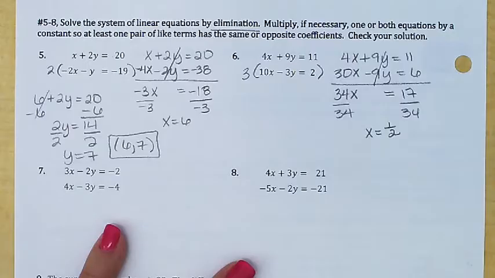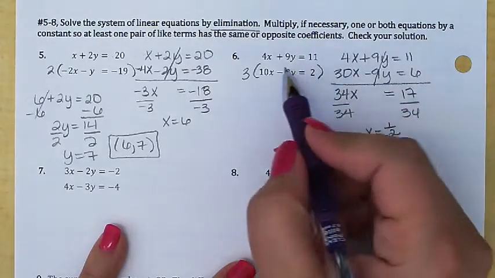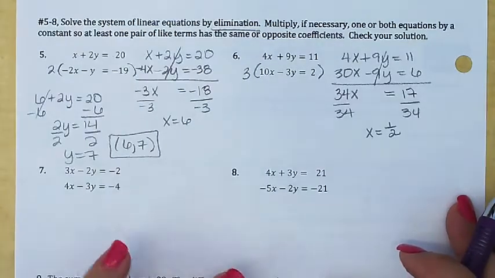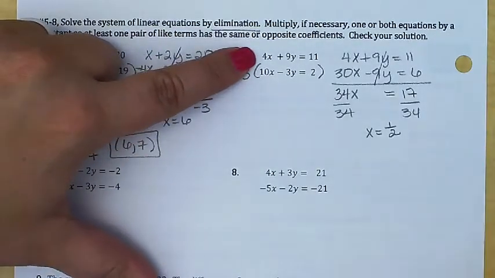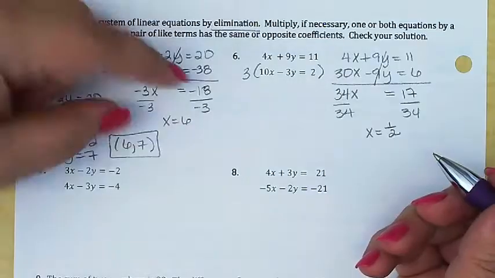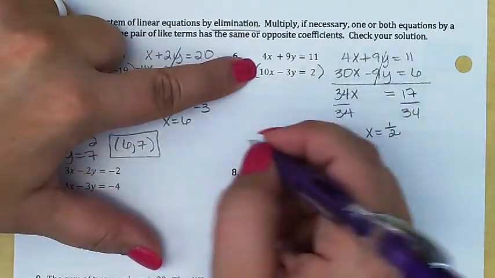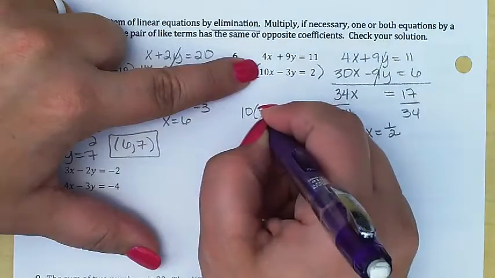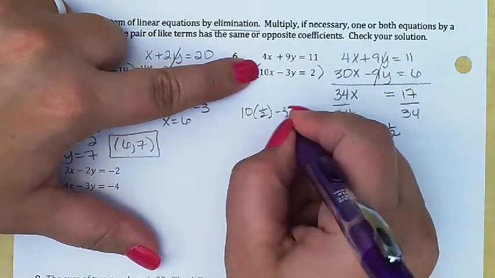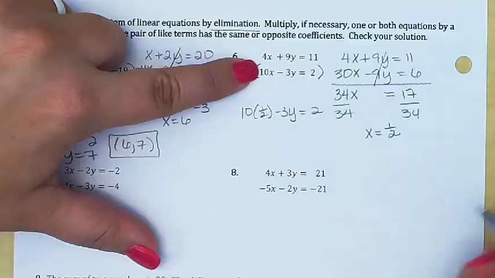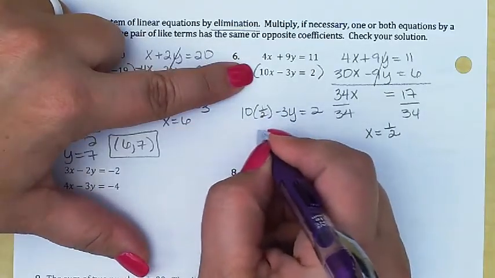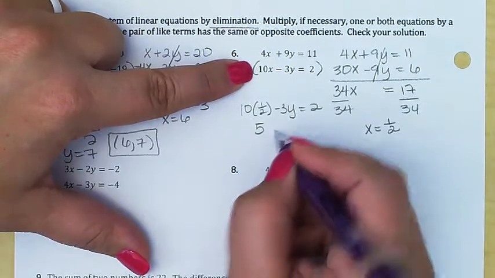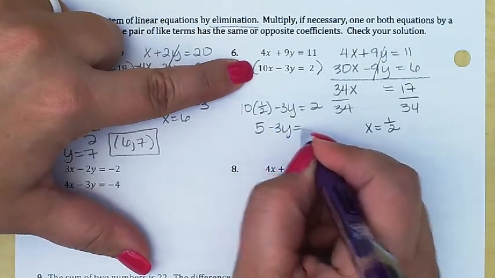Okay. Once I know that, I can plug that half back into either one of the originals. It does not matter which one. You could do the top one or the bottom one. Let's see. I guess I'll put it on the bottom one. So in this bottom one, I can now write 10 times 1/2 minus 3y equals 2. And then half of 10 is 5. My brain just wants to go there. And minus 3y equals 2.